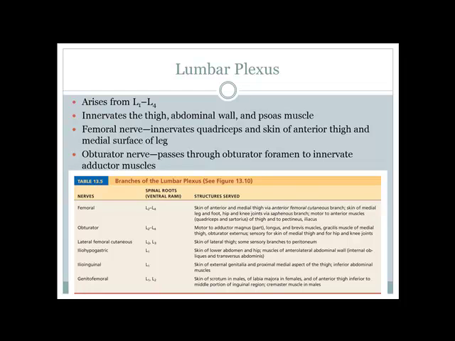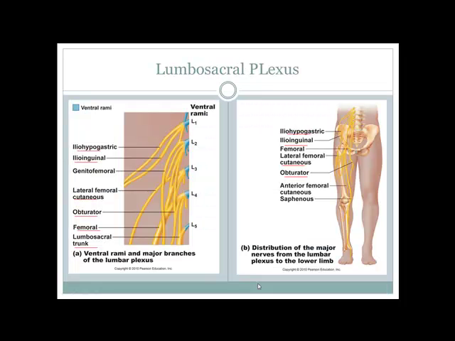The names of these are going to tell you either where they're passing or what they do. So femoral is going to be doing your thigh. Obturator is going to be passing through the obturator foramen and it's going to be doing your obturator muscles. Lateral femoral cutaneous does the lateral thigh. Iliohypogastric is going to do the iliohypogastric region, so the area of your ilium and your hypogastric, so below the stomach. Ilioinguinal does like the inguinal canal, and genitofemoral will be the genitals and part of the thigh.